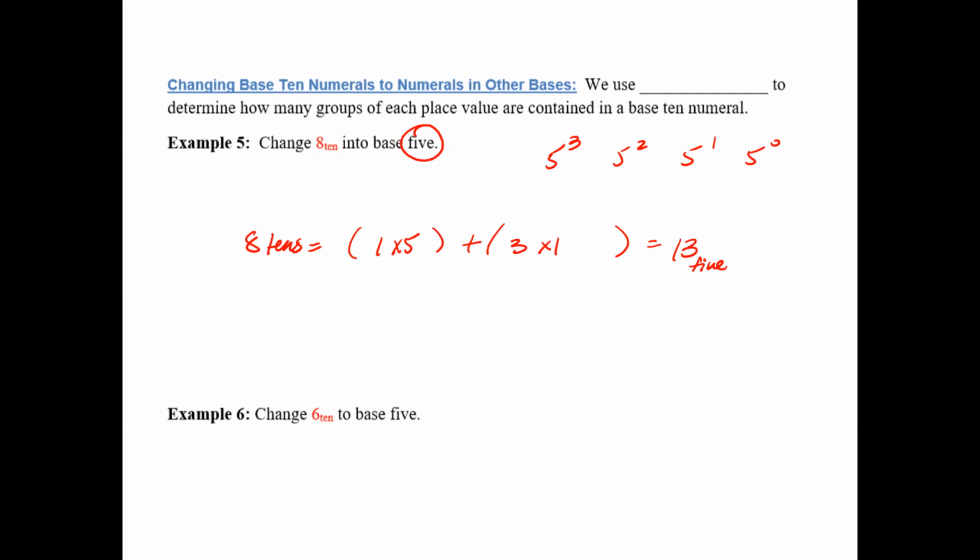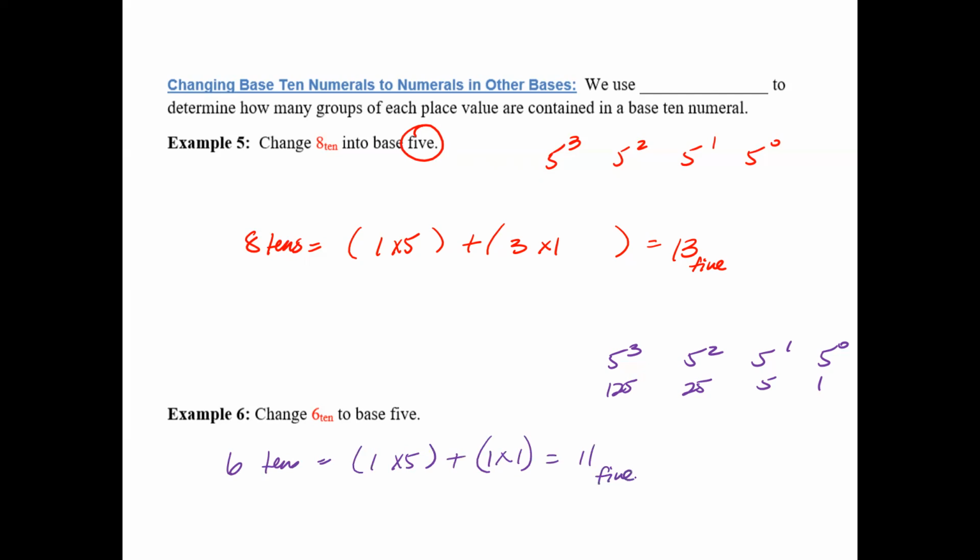Let's take a look at example 6. With example 6, you are going to do 5 to the third, 5 squared, 5 to the 1 power, 5 to the 0 power, which is 125, 25, 5, and 1 respectively. So if you have 6 tens, that's going to equal 1 times a 5 plus a 1 times a 1, which is going to be 11 base 5.